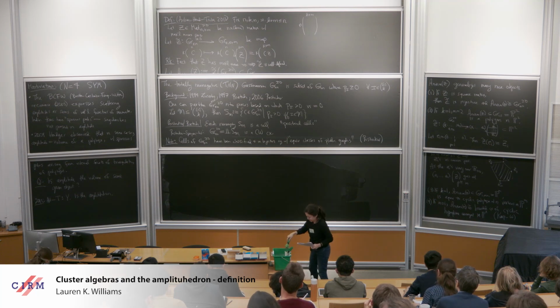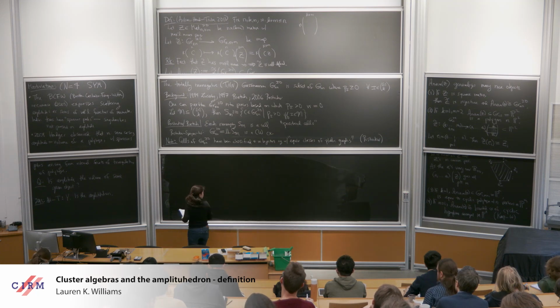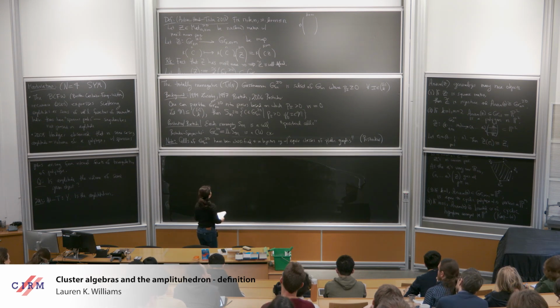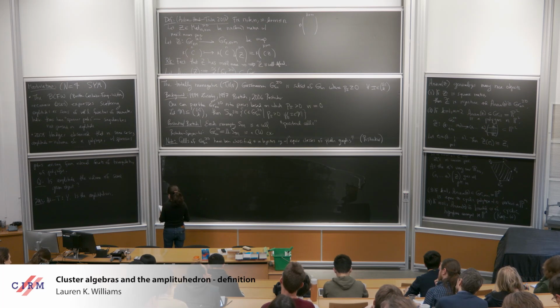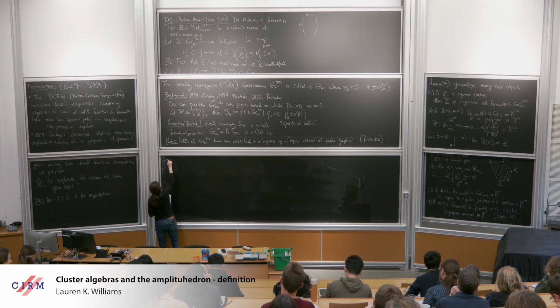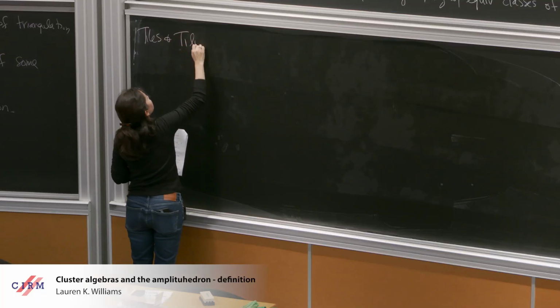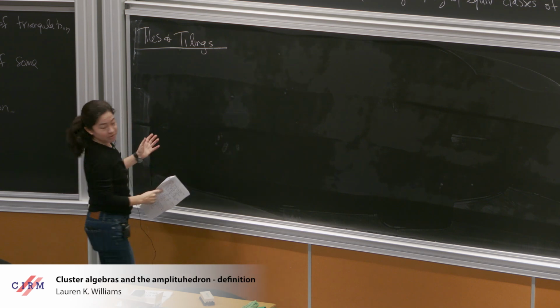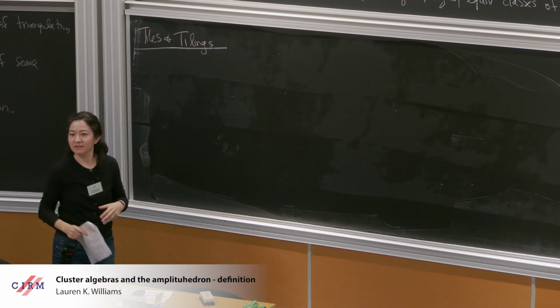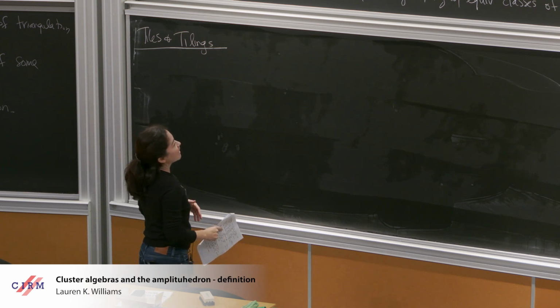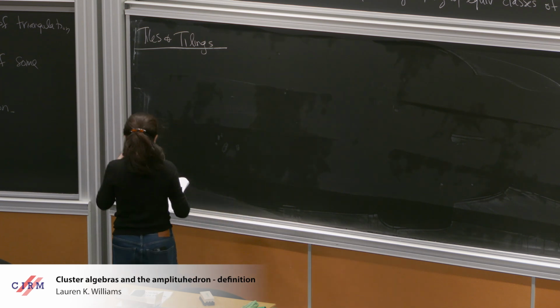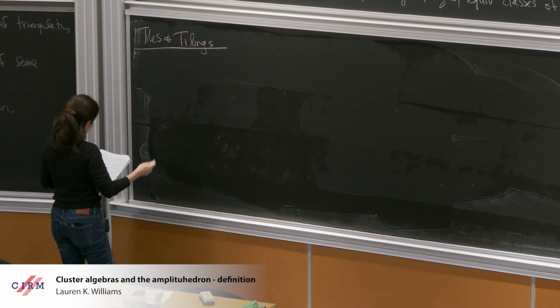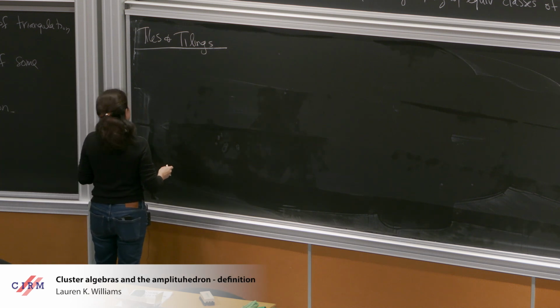Okay, now let me just say a little bit about our notion of triangulation for the amplituhedron, because that's going to take us back to the physics applications. Now the amplituhedron, despite the name, is not a polytope. So we can't really talk about triangulations, but we can talk about something that is a bit analogous.